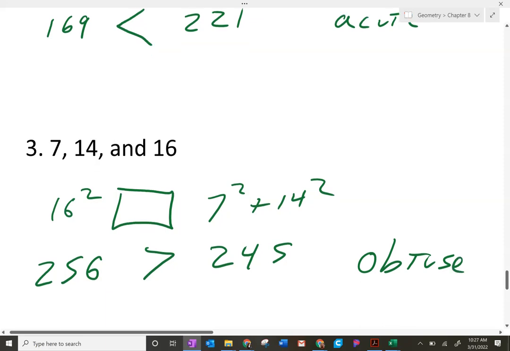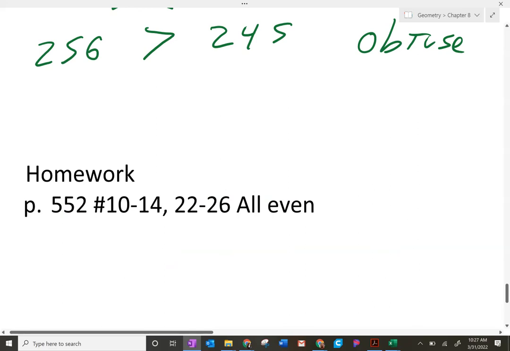Good? Your assignment. 10 through 14 even, 26 through 26 even. Or 22 through 26 even. So all of those are even numbers. You guys have like 18 minutes left. So a lot of time.